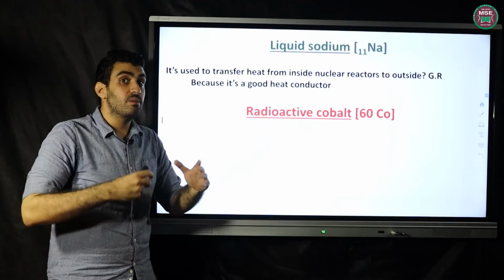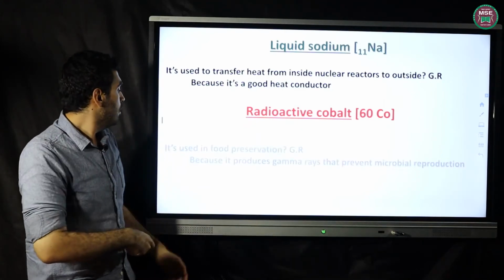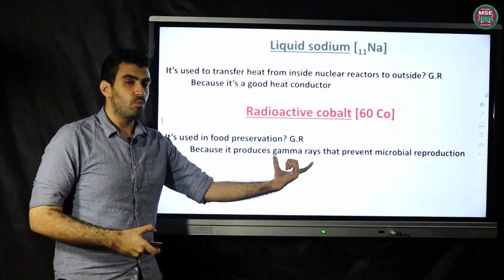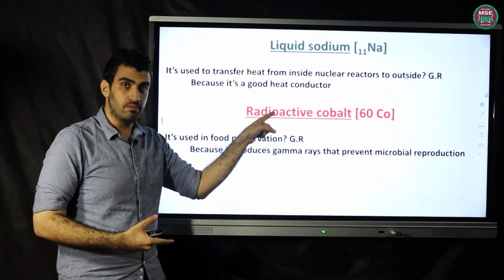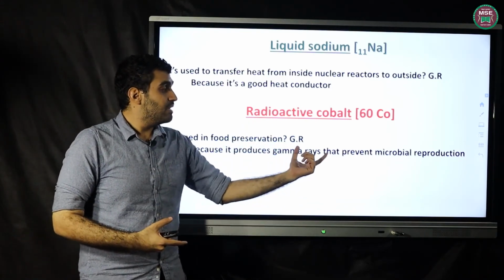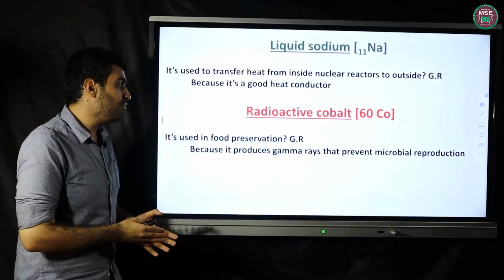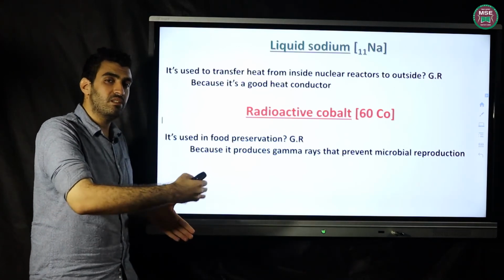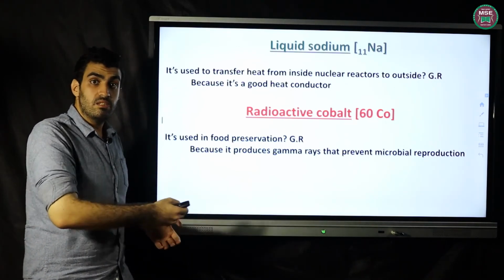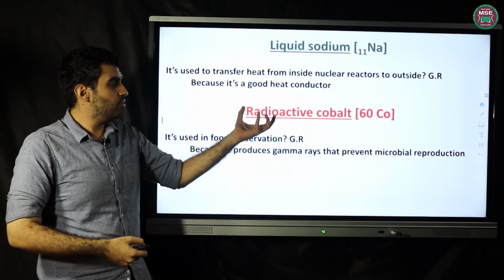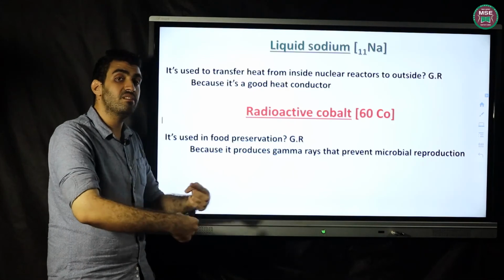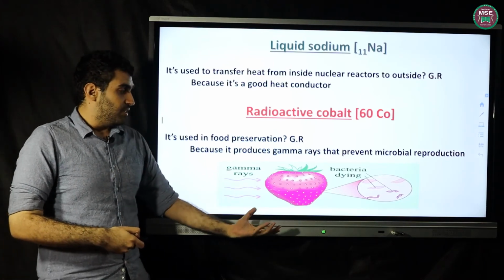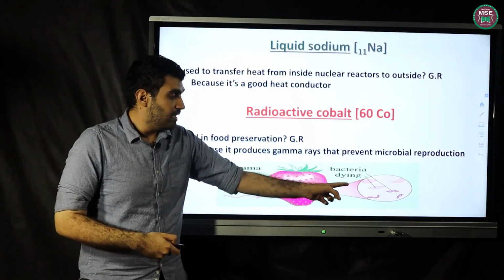Radioactive cobalt that produces rays is used in food preservation. Give reason, because it produces what? Gamma rays. Why does it produce gamma rays? Because it's radioactive. It produces gamma rays that prevent microbial reproduction. If I have food in a factory and I want to make sure that no more bacteria is present in this food to prevent rotting, I can use radioactive cobalt as it produces gamma rays that prevent microbial reproduction, the increase in the bacteria. Like this, I have a strawberry. By using gamma rays, bacteria die.